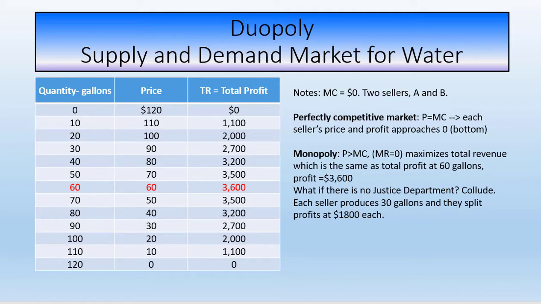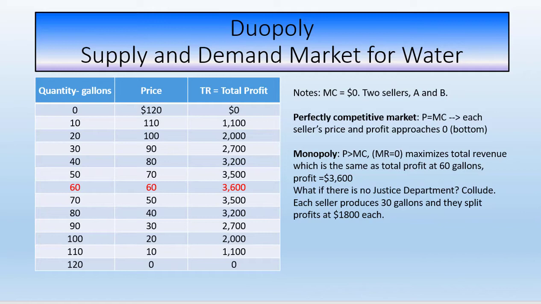We've got quantity of gallons of water. It's a market for water. So we have gallons starting from 0 going all the way up to 120 gallons. We have price, and then we have total profit. For simplification purposes, we have marginal cost equals 0. Keep it easy on ourselves instead of trying to get tangled up in marginal costs.